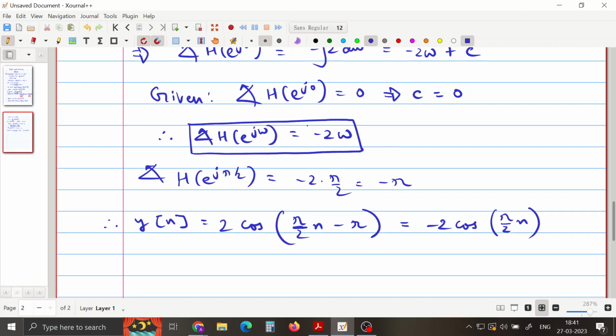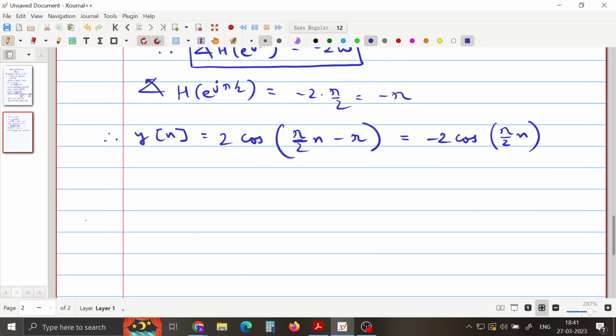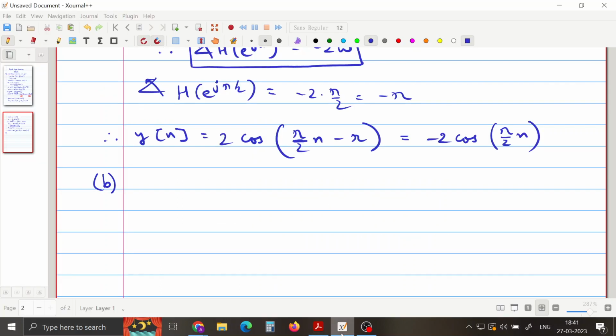Now let's go to the second part. I hope the first part is clear. The second part also follows similarly, so let me go back to the second part. In the second part we also have a similar input, sine of 7 pi by 2 n plus pi by 4, and the same thing holds for cos and sine.